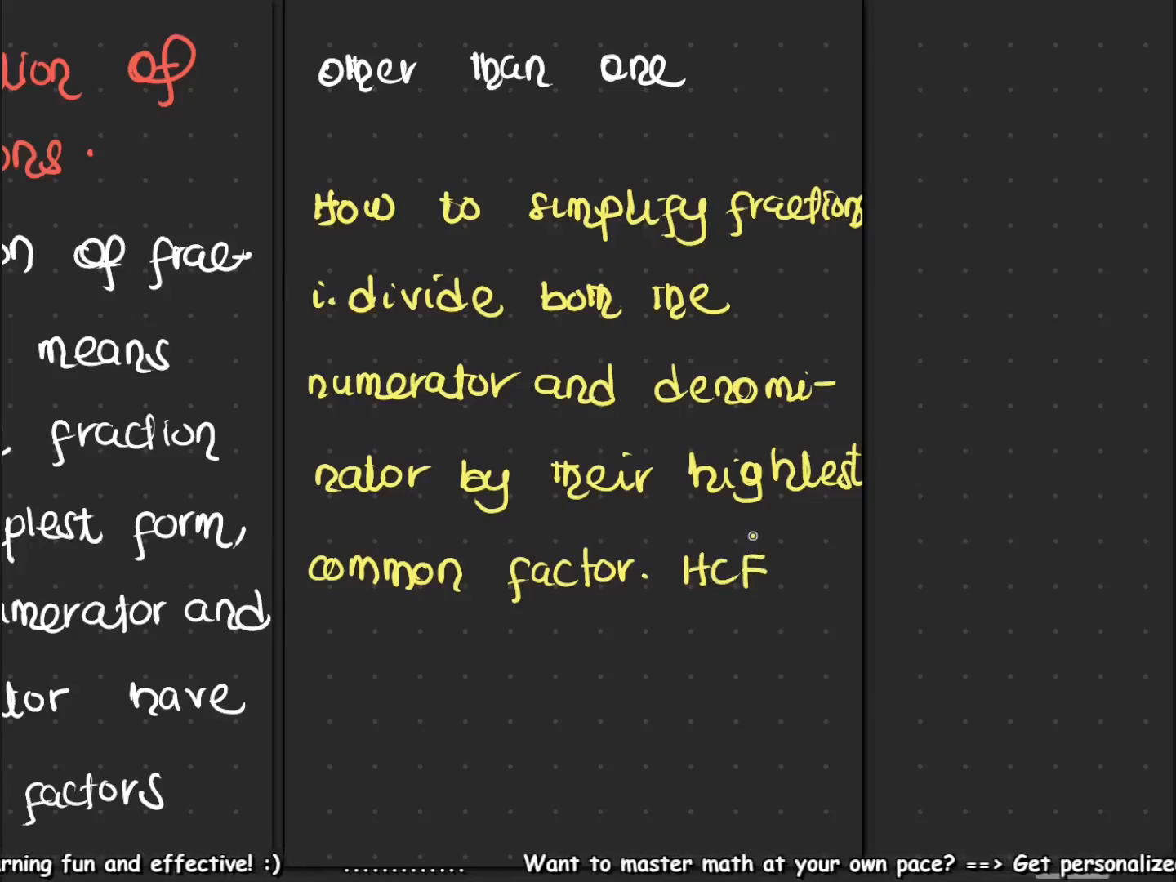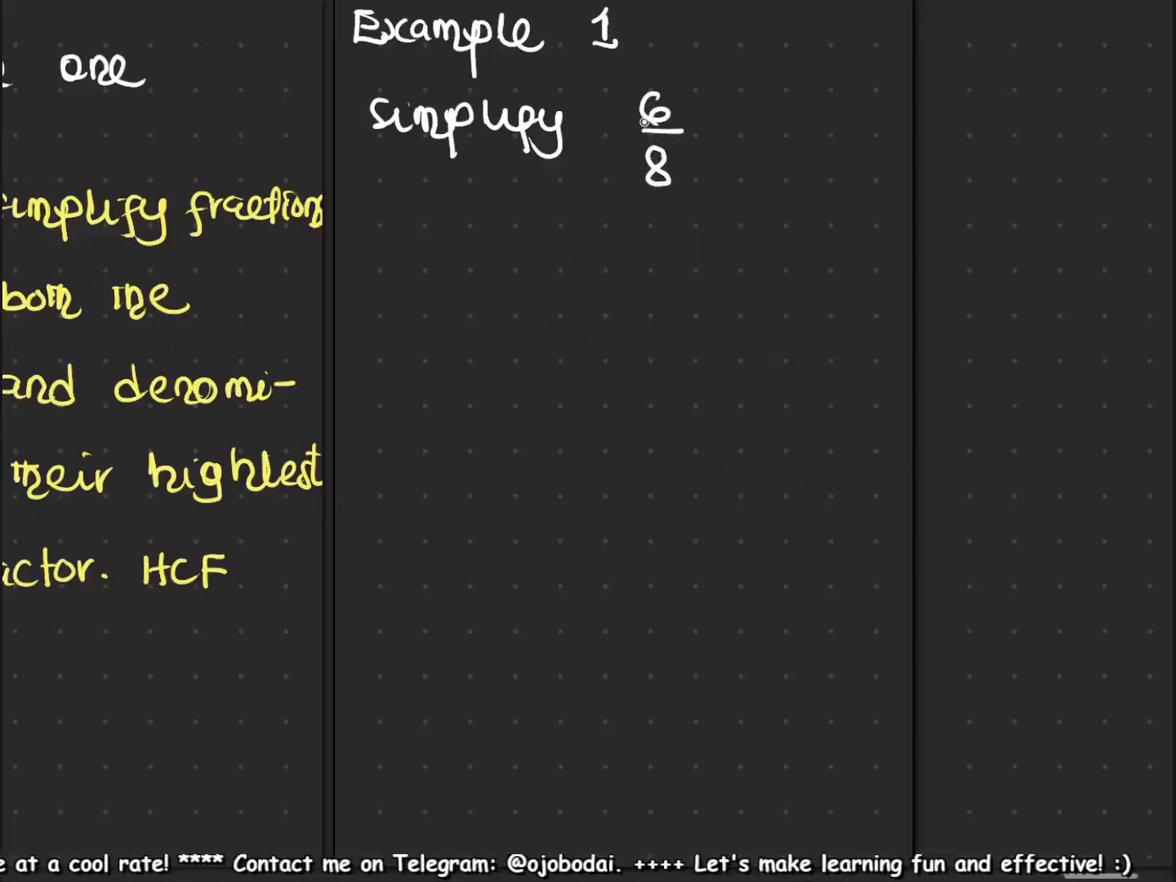As we solve, you realize that sometimes getting the highest common factor might not be as straightforward. Hence, we can just divide by any factor and keep dividing until there is nothing else to divide. So let's look at how we can go about it.